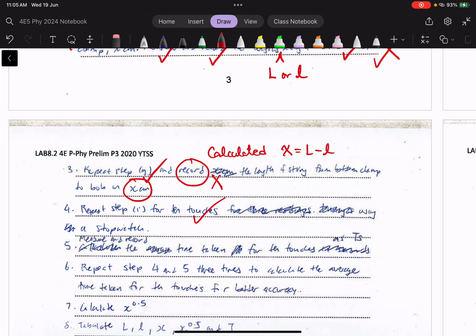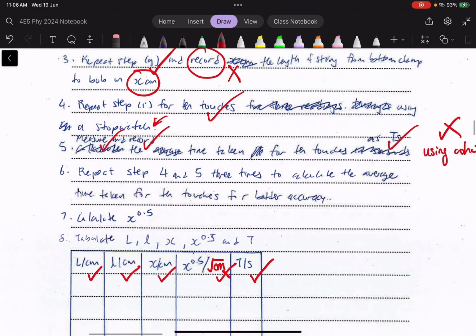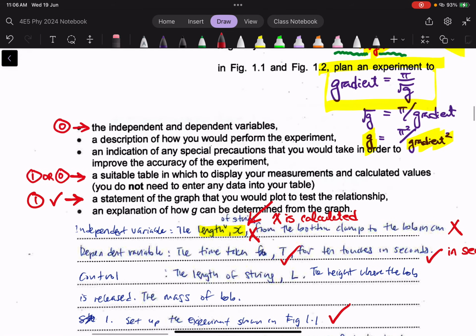Repeat, measure and record time taken using what? Incomplete statement. Even though she mentioned it here, it serves no use. I want 1 statement. Repeat step 4 and 5 3 times, calculate average. Okay, I give it to you for the precaution.